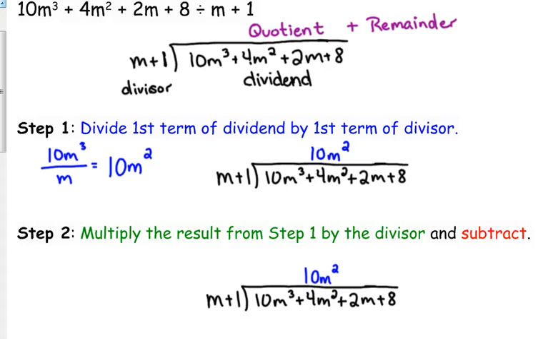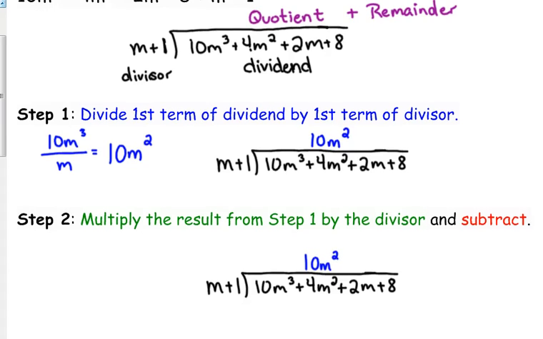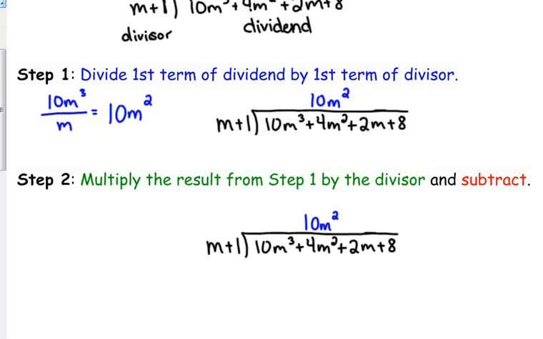Step 2 says multiply that result, the 10m squared, by both terms of the divisor, and then we're going to subtract. So 10m squared times m is 10m cubed. 10m squared times 1 is plus 10m squared. I think I forgot to say the squared there a second ago. Okay, this is just like good old-fashioned long division. I'll give you a second to catch up.